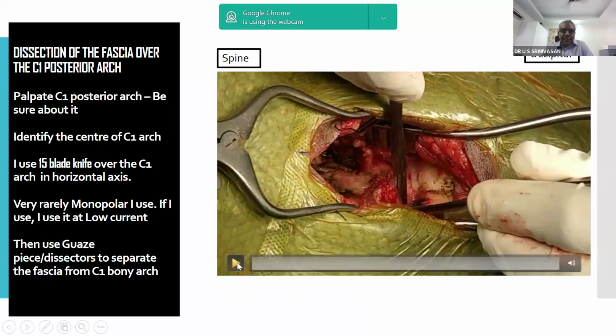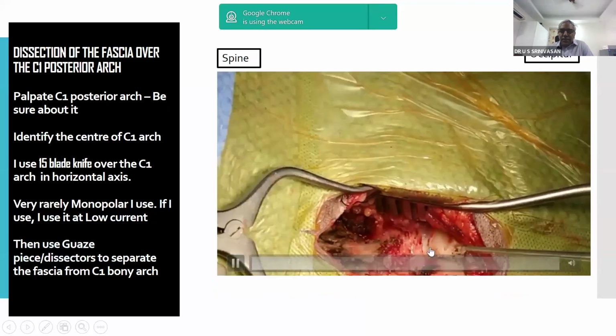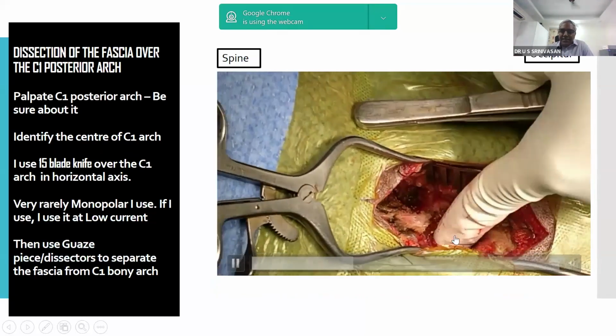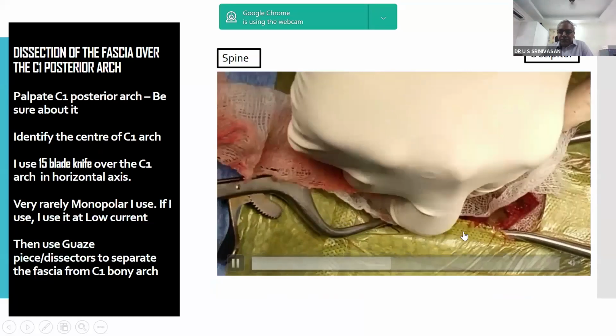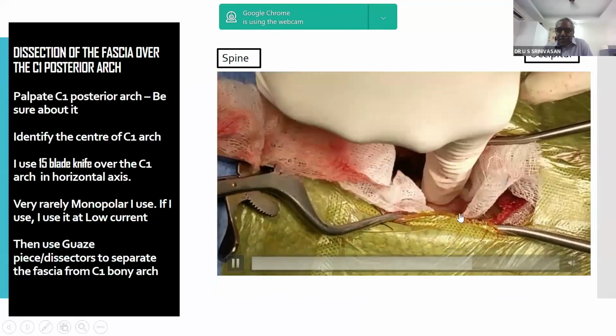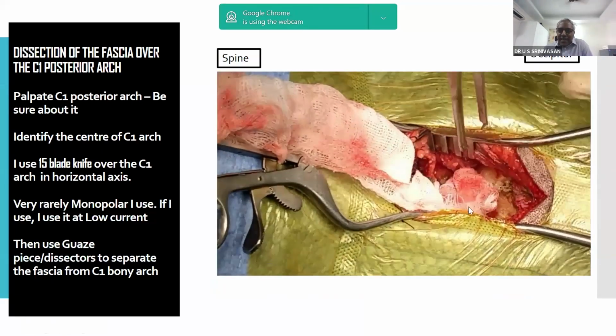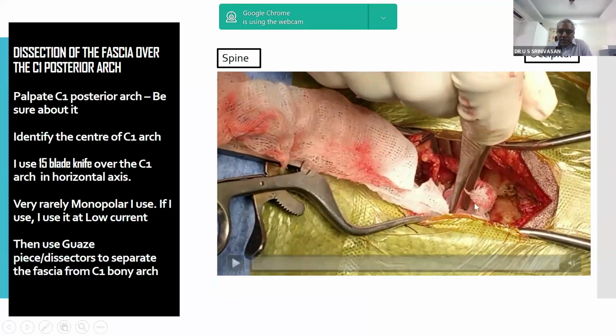Then comes the dissection of the fascia over the C1 posterior arch. Identify the C1 posterior arch, posterior tubercle of C1. In this case, it was completely rotated to one side. Initially I use a 15 blade knife once identified to remove the fascia over it. And then very rarely I use monopolar and then use the gauze piece to separate it out. When you are using monopolar, keep it at minimum.